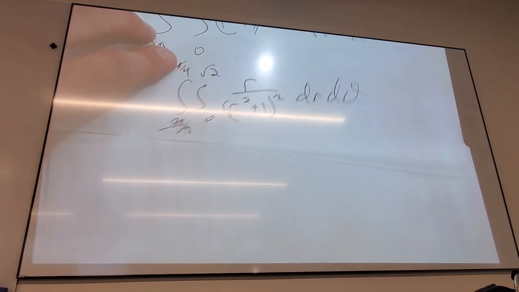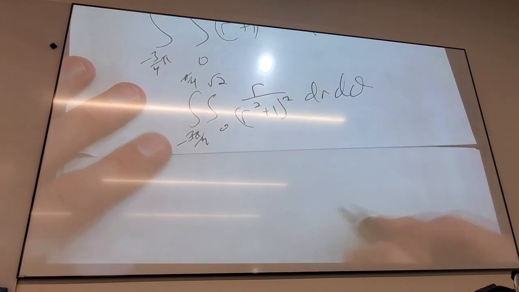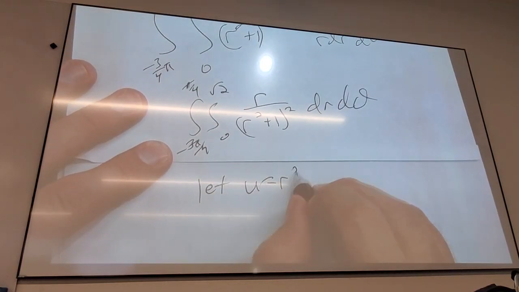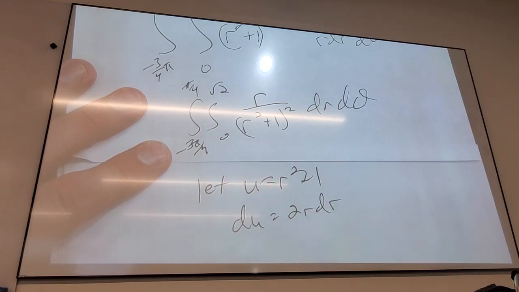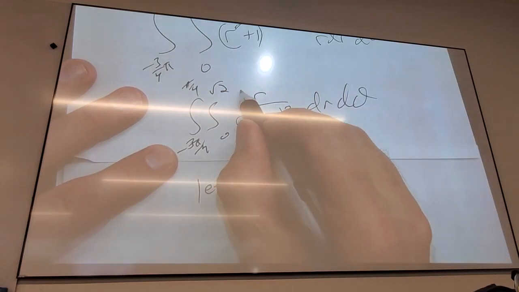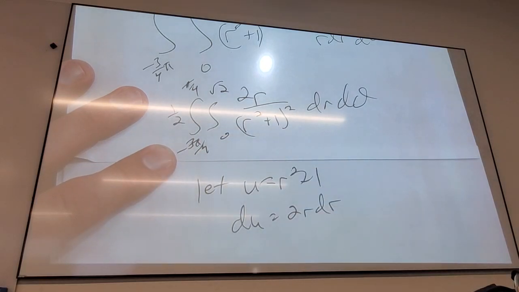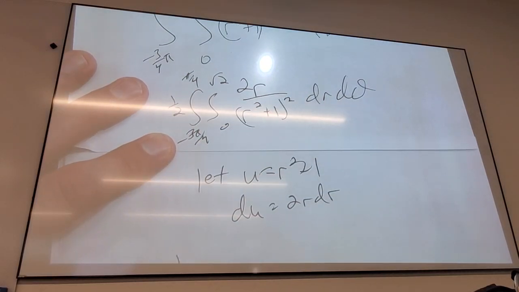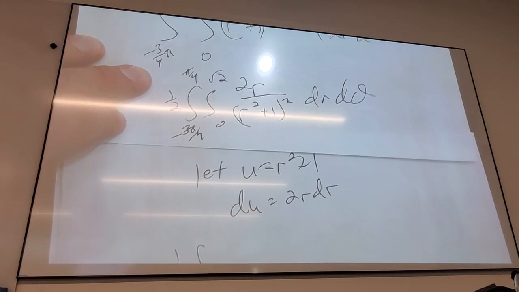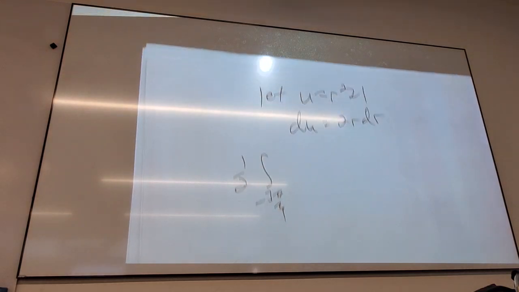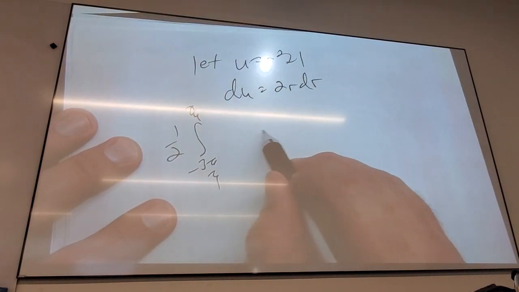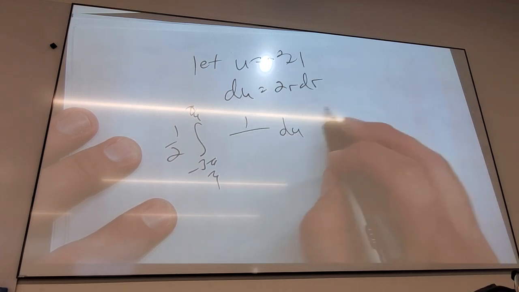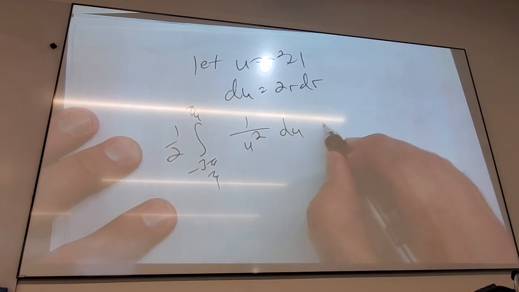So how do I do this? It should be very quick. Let u equal r squared plus 1. Then du is 2r dr. I need a 2 here, so I put a 1/2 out front. So then I get 1/2 and an r. Negative 2r dr is du, and r squared plus 1 is u.